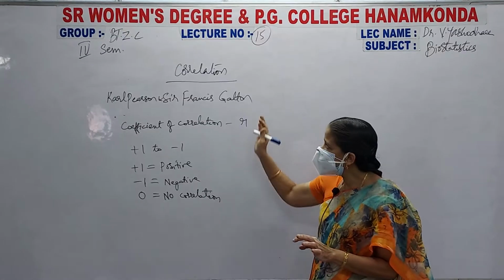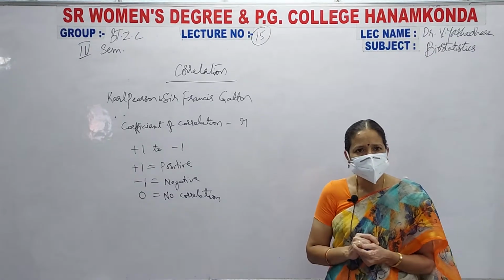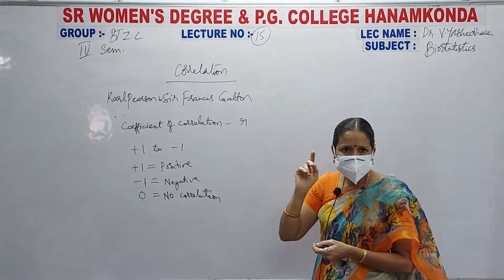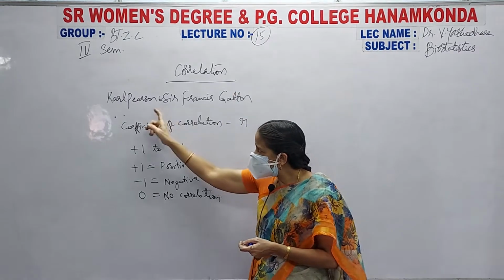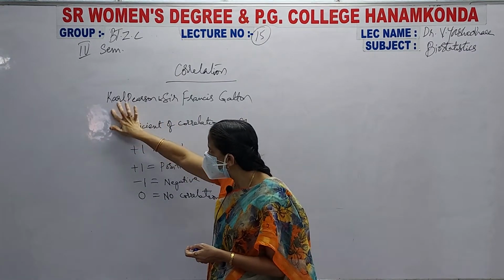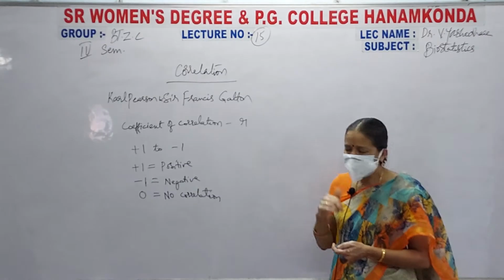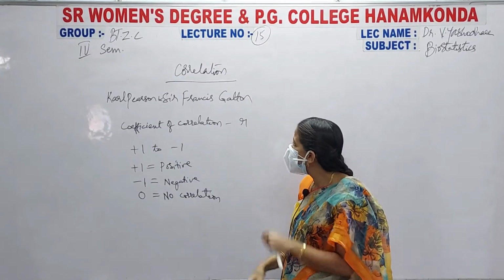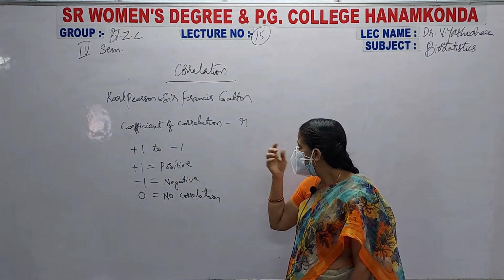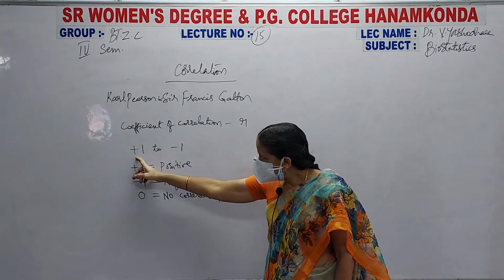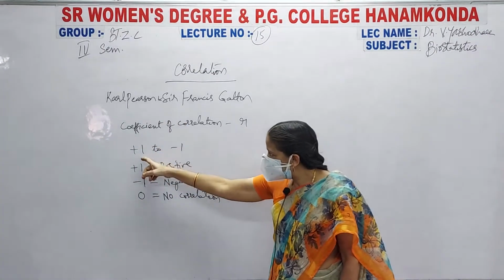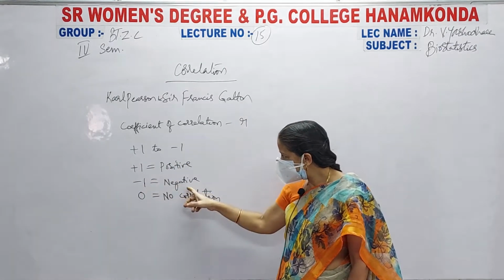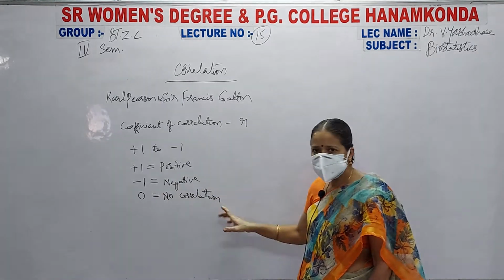This is the introduction to correlation. Correlation is the degree of relationship between two or more variables, first demonstrated by Karl Pearson and Sir Francis Galton in the 19th century. The measurement of correlation is known as the coefficient of correlation, denoted by r. It ranges from +1 to -1. If it is +1, the correlation is positive. If it is -1, the correlation is negative. If it is 0, there is no correlation.